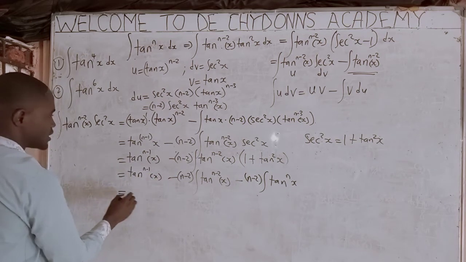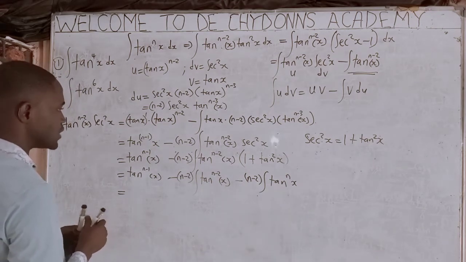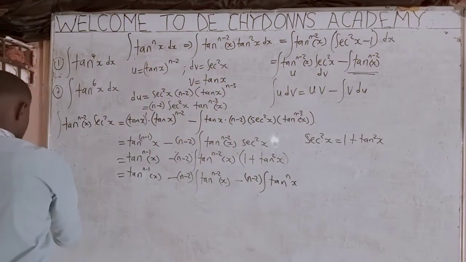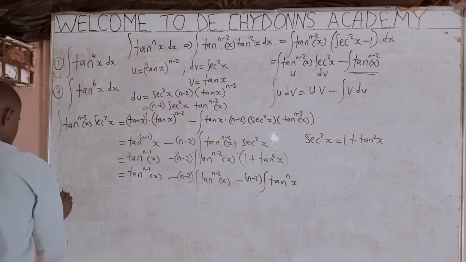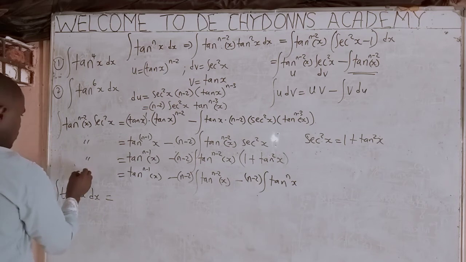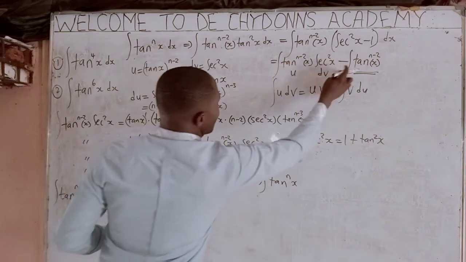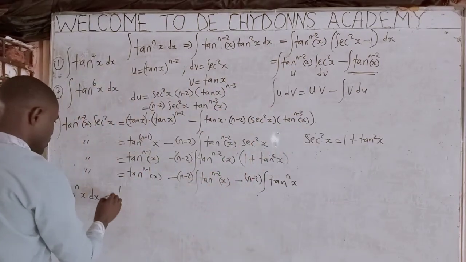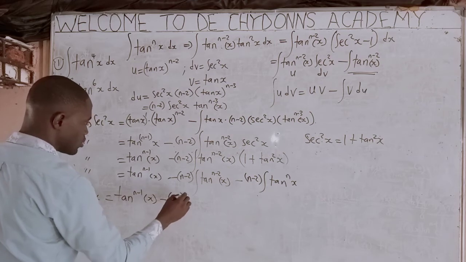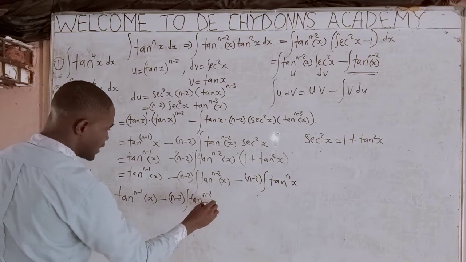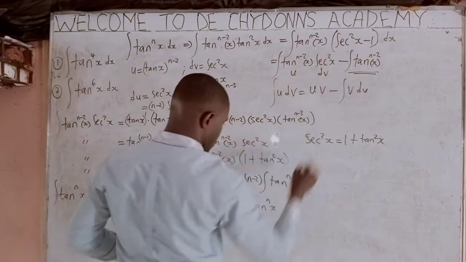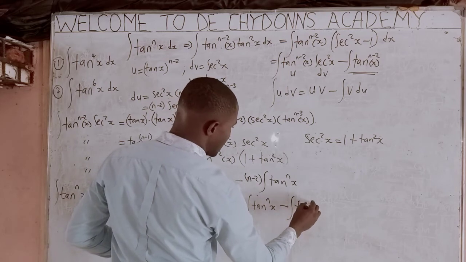Okay. We now say this is equal to, now since the totality of the question is this minus this, we now say the integration of tan raised to the power of n x dx is equal to, for this one, so that is this minus this. So I will write everything for this. I will write it as tan^(n-1) x over (n-1), minus the integration of tan^(n-2) x, minus (n-2) times the integration of tan^n x, then minus the integration of tan^(n-2) x.